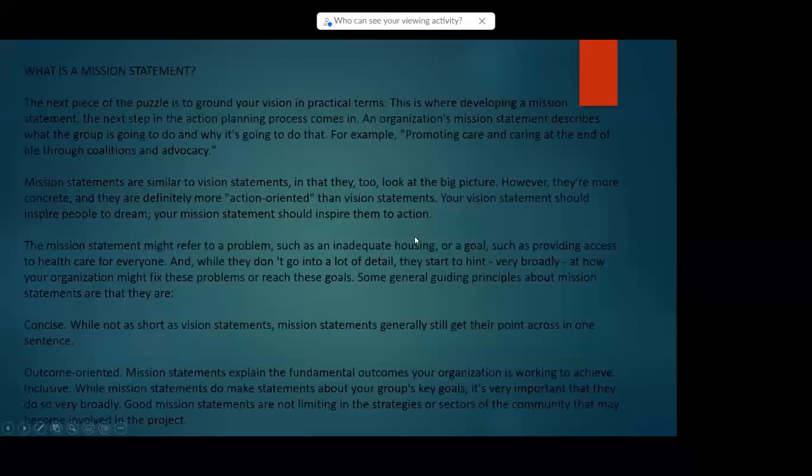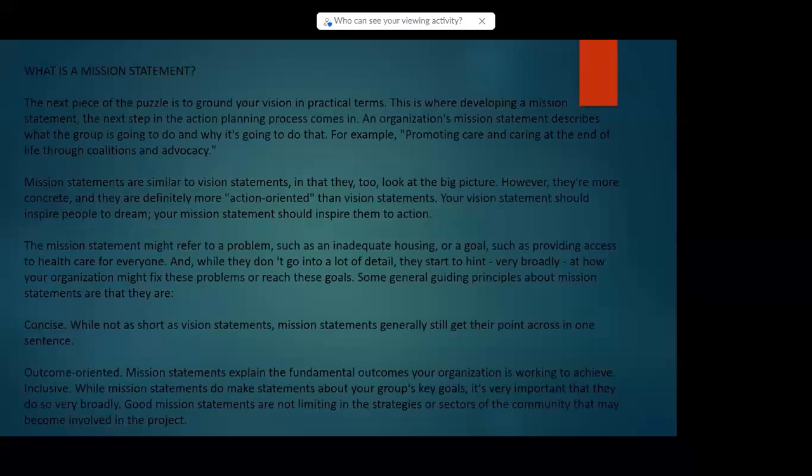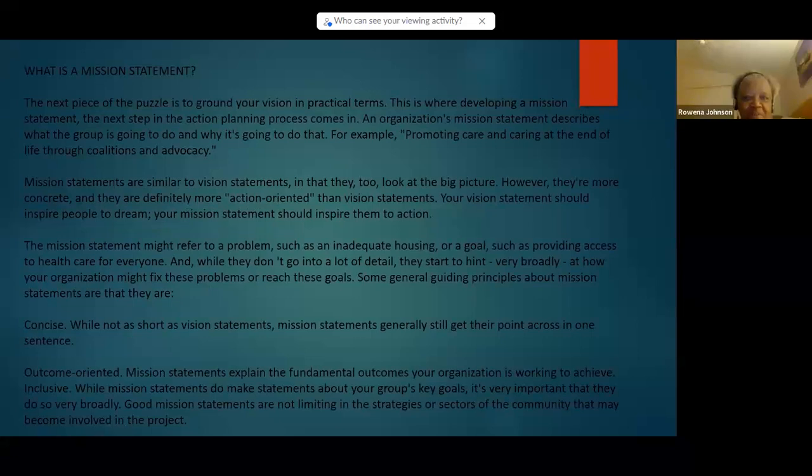Let's talk about a mission. The next piece of the puzzle. We talked about the vision. Now let's talk about the mission. So read for me the mission. The next piece of the puzzle is to ground your vision in practical terms. This is where developing a mission statement, the next step in the action planning process, comes in.